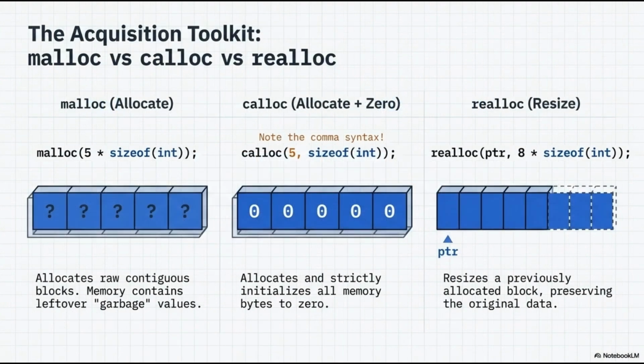Now, as you level up, your toolkit is going to expand well beyond raw malloc. See, malloc gives you raw blocks, but they might contain leftover garbage values from whatever was there before.